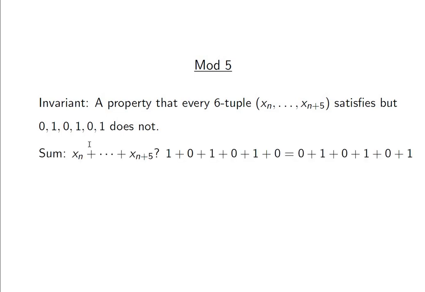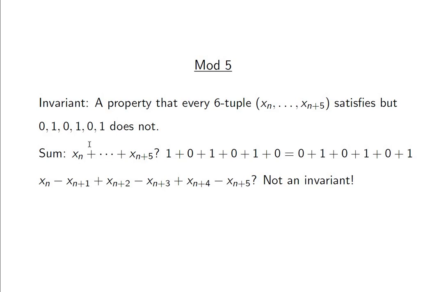The first thing I did was, let's look at the sum. But the sum is not a really good idea, because if you look at the sum of 6 consecutive terms, the sum of 101010 is the same as the sum of 010101. At that point, I thought, okay, what about the alternating sum? The alternating sum gives you xn minus xn plus 1 plus xn plus 2 minus xn plus 3 and so on. If you evaluate that, yes, it is different for 101010 and 010101, but it is actually not an invariant. If you evaluate a few of these consecutive terms, you'll see that this is not an invariant.